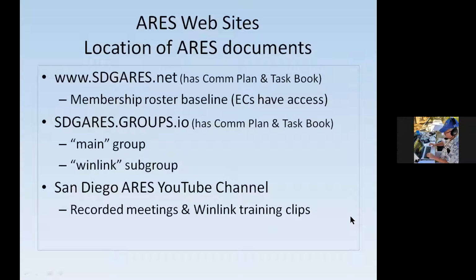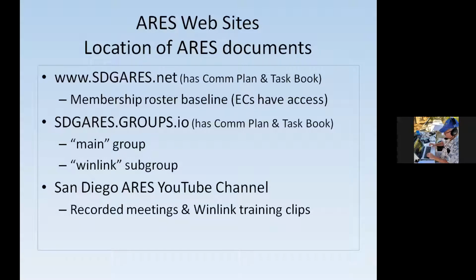Okay, so for new people that may not be aware of ARES documents, I just wanted to point this out at the beginning. We have resources on 2 different websites. sdgares.net has the comm plan and the task book and some other resources there. sdgares.net is also what we use as the membership roster baseline for ARES. ECs have access to that entire list so they can see everybody that's in ARES. Ordinary members of ARES do not have access to that, for security reasons, because it's got contact info in there and we're trying to protect that.